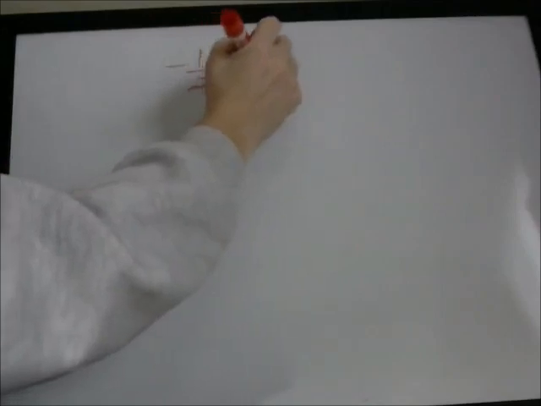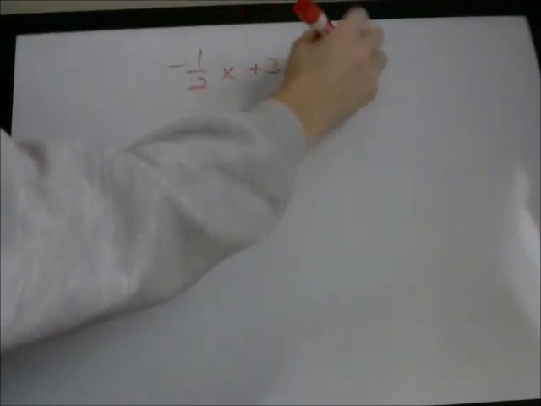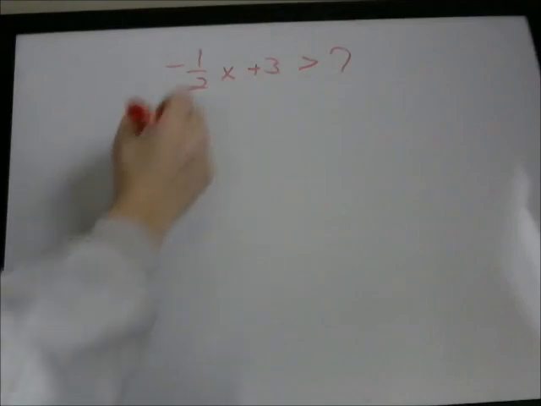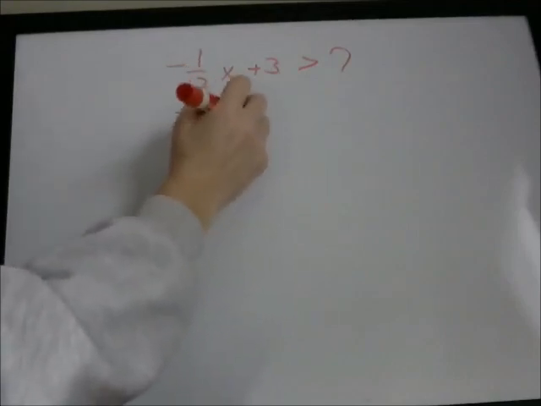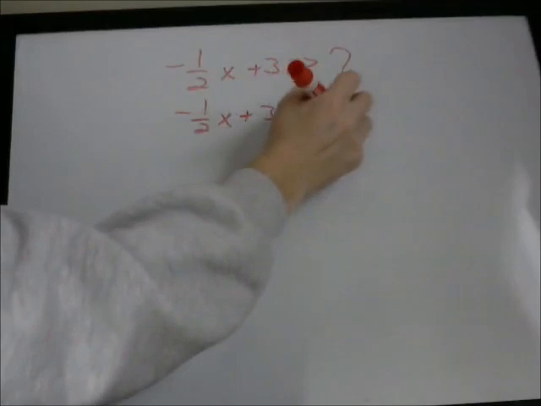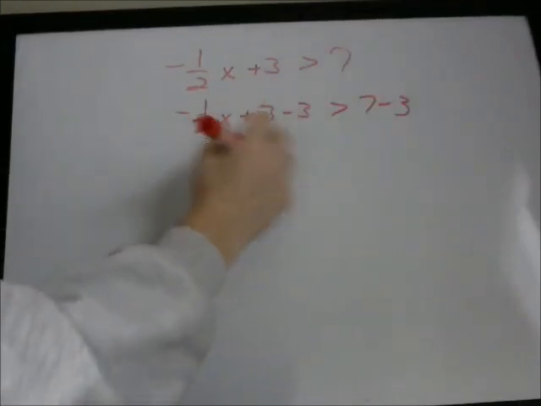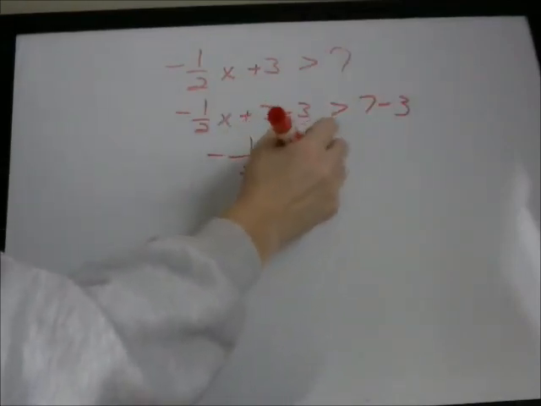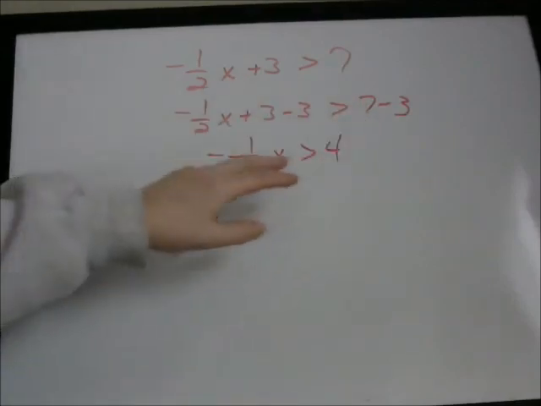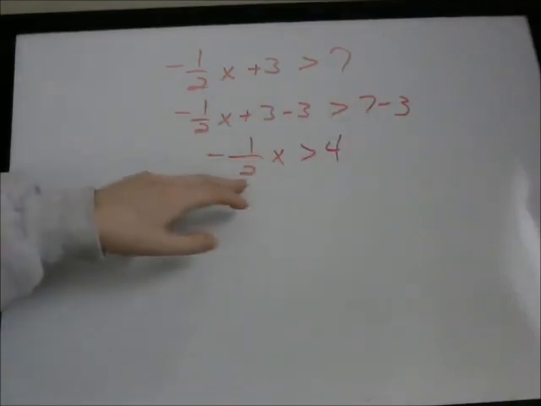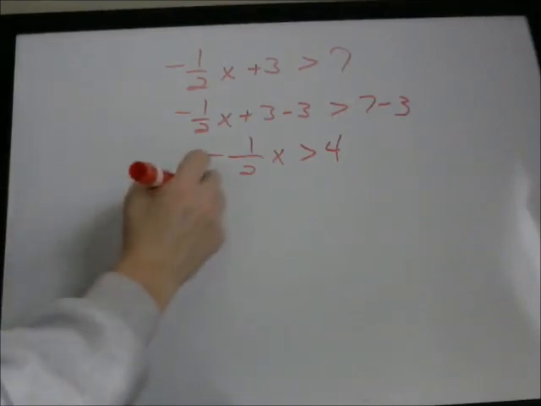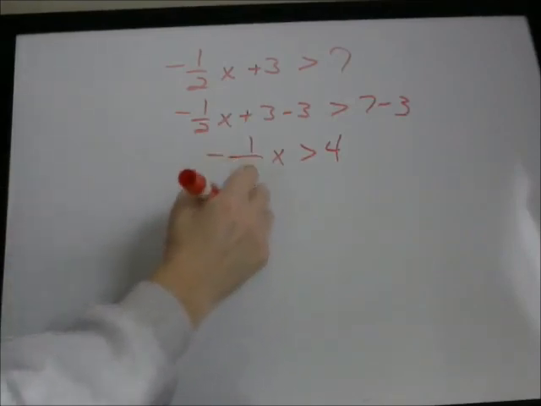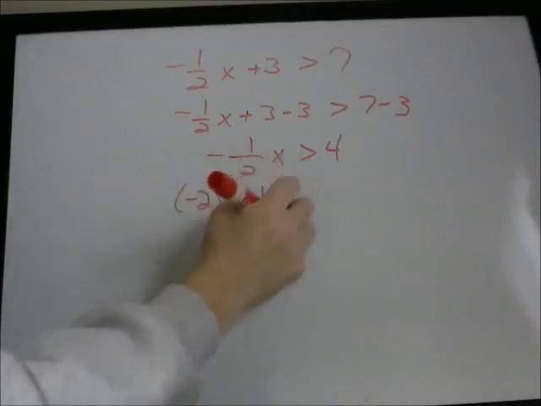So if we have, for example, negative 1/2 x plus 3 is greater than 7, solve for x. Negative 1/2 x plus 3 minus 3 is greater than 7 minus 3. Negative 1/2 x is greater than 4. So now, how do we get x by itself? Well, we're dividing by 2, so to get rid of it, we have to multiply by negative 2, because this is a negative 1/2.